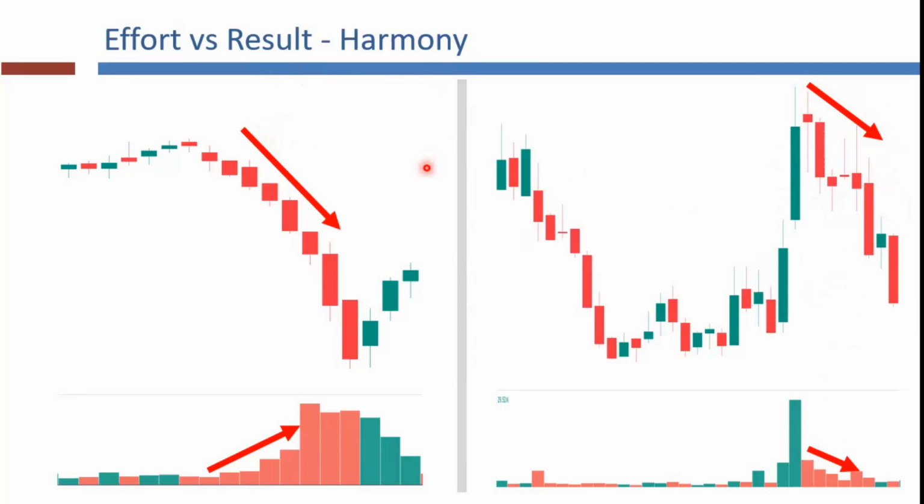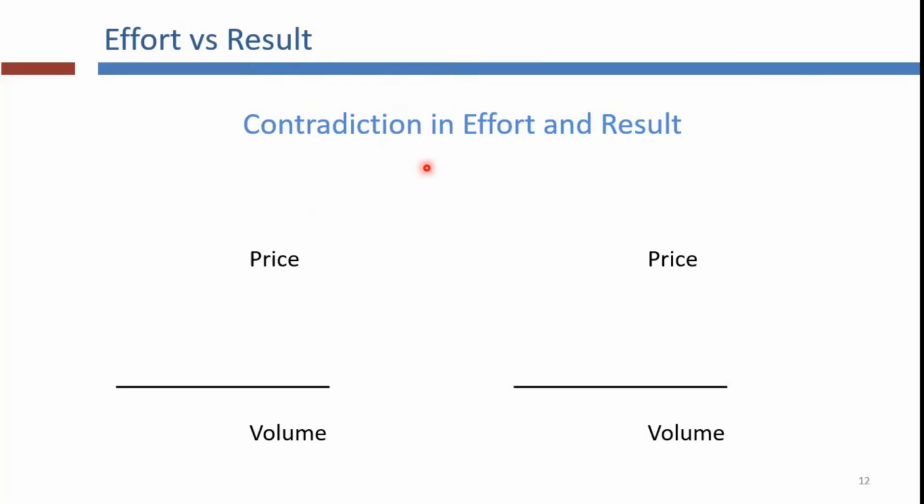Now, let us understand what is contradiction in effort and result. Let's look at this example. You can see that price is increasing, but volume is decreasing. What this means is that there is lack of buying interest or demand interest. However, now if you look at the range of the candle, you can see that range of candle is increasing. This means that this corresponding result is not supported by the effort taken by market participants. This means that there is a high probability that this price increase may not be sustainable now.